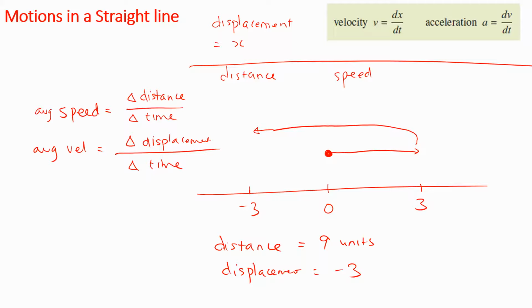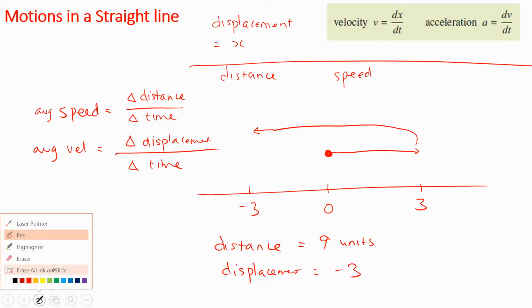So for example, if I told you the time was 9 seconds in total, then my average speed would be 9 divided by 9. Whereas if it's my displacement, it will be -3 divided by 9. So velocity and speed will have a different value. All right, let's have a look at an example just to tie things together.